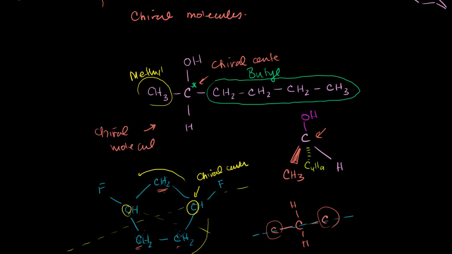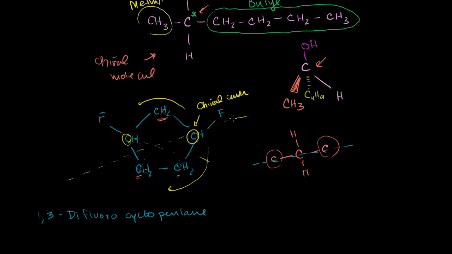Now, the next question is, well, this thing has 2 chiral centers, 2 chiral carbons. It's probably a chiral molecule. Everything else we've seen so far, if you had a chiral center, you had a chiral molecule. But let's take its mirror image.